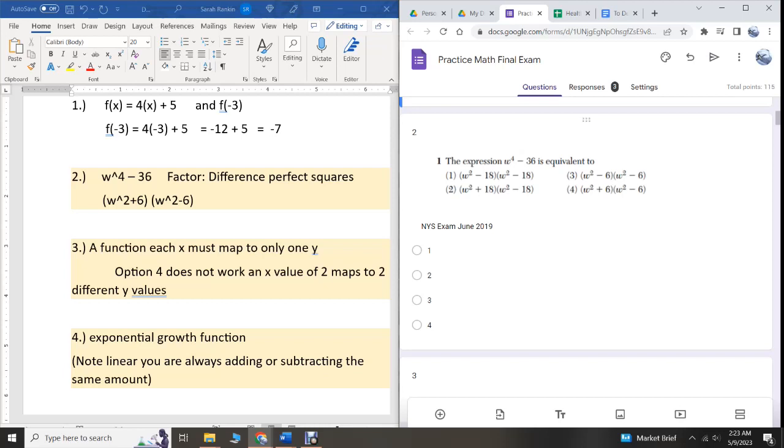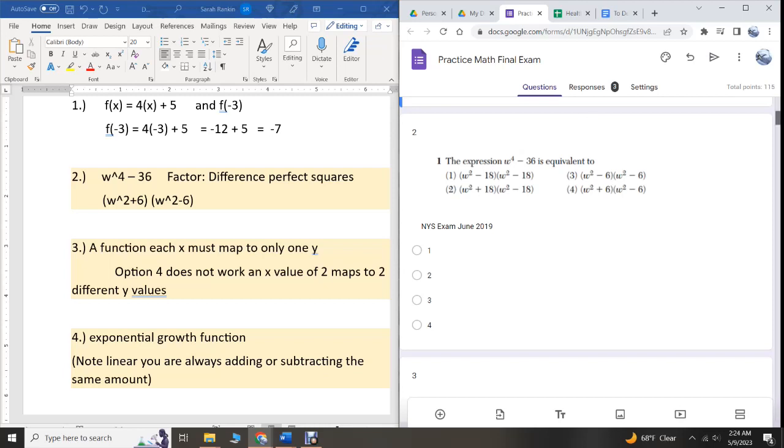So w to the 4th is a perfect square. It's w squared. And 36 is a perfect square. It's 6. So you have w raised to the second plus 6, w raised to the second minus 6. So it's handy to remember when you're factoring the difference of perfect squares. Anytime you see 2 terms, check to see if you've got the difference of perfect squares, where this is a perfect square and this is a perfect square.